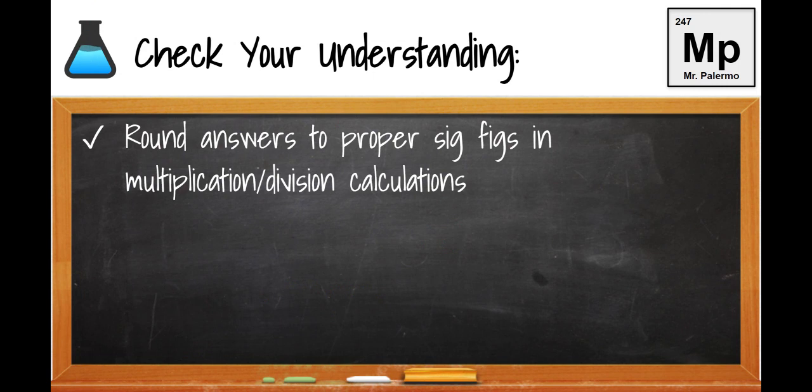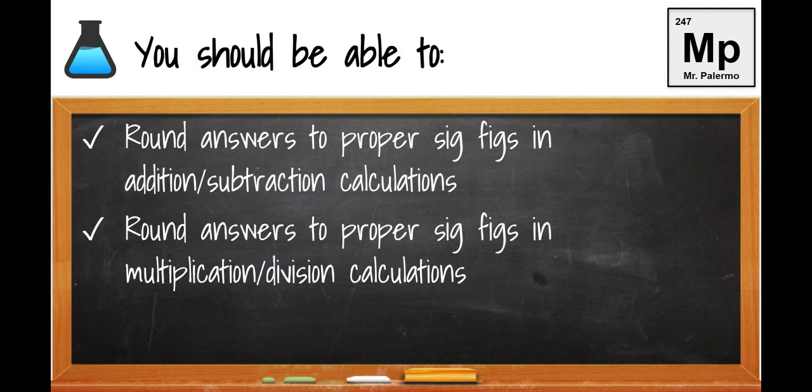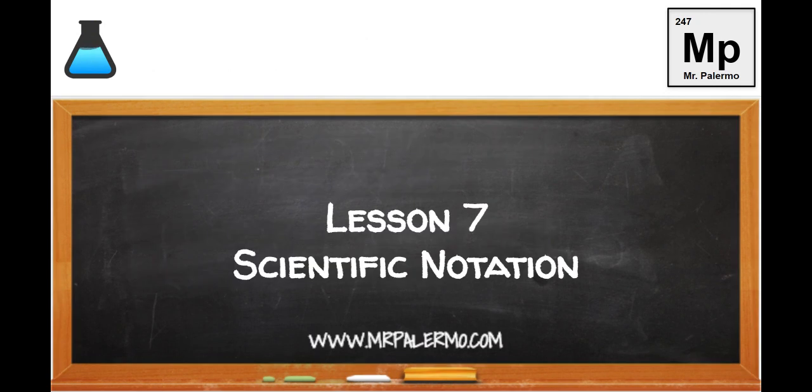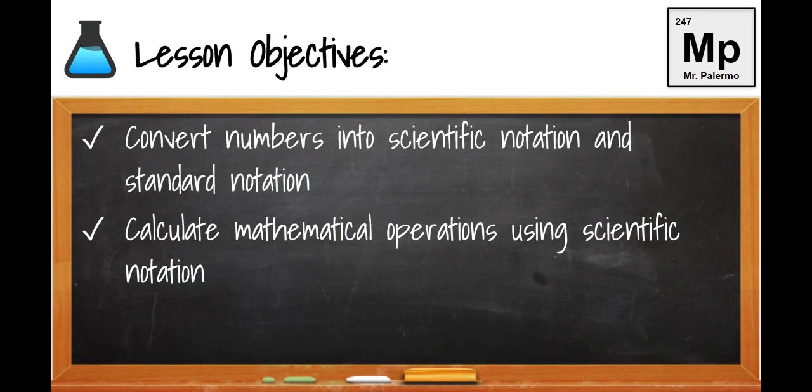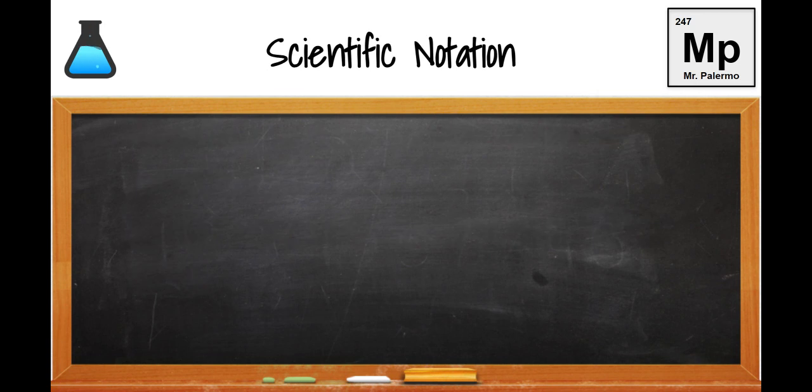So, rounding answers to proper significant figures in multiplication and division calculations, we use the least number of significant figures in the calculation. And for rounding your answers for addition and subtraction, we're looking at the number of decimal places. Let's take a look at scientific notation. I know this is something you're familiar with, but I really want to show you the calculator sequence that we have going on here: how to convert numbers into scientific notation and how to do some calculations using scientific notation.